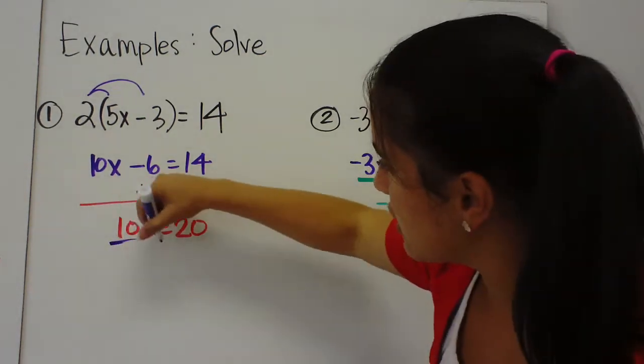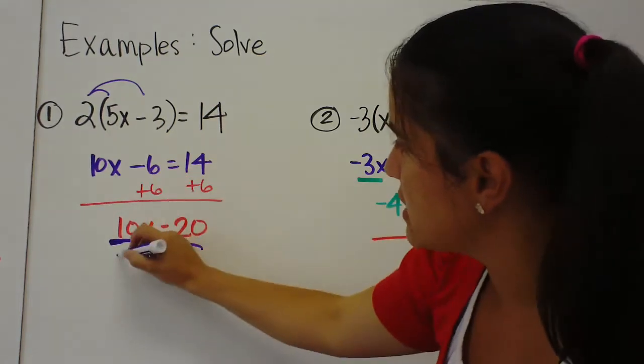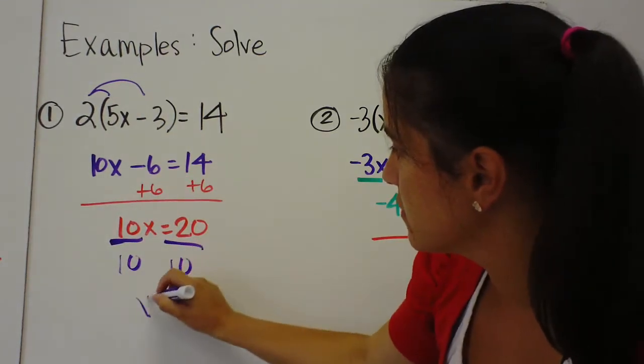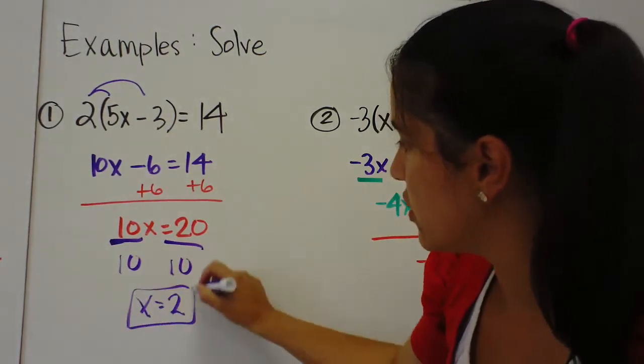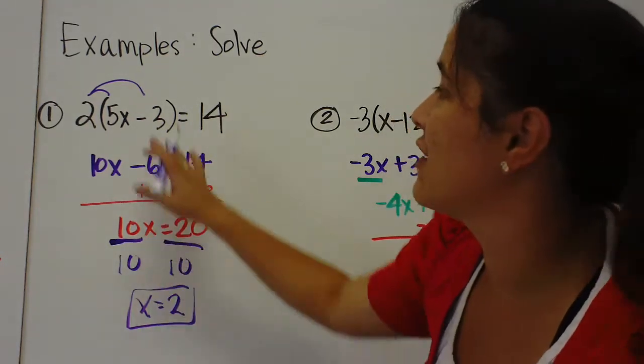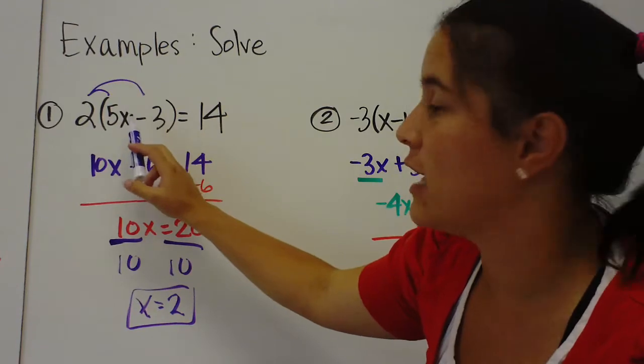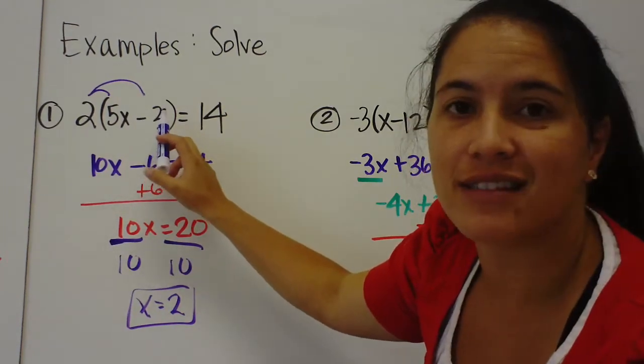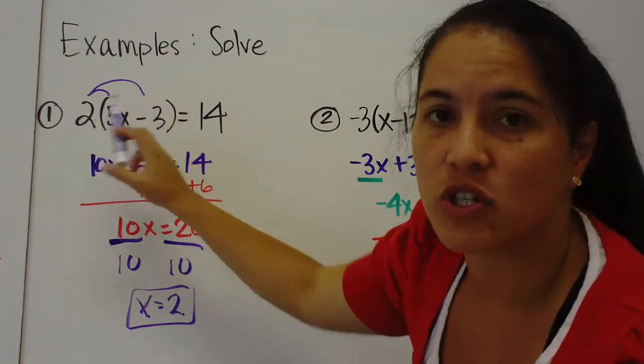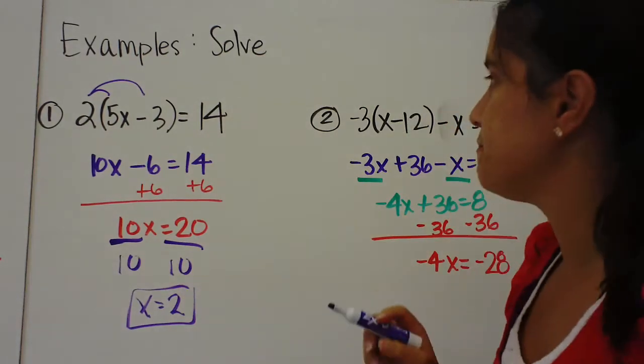So my last step is I'm going to divide both sides by 10, and x equals 2. Then you can plug that answer back in. 5 times 2 is 10. 10 minus 3 is 7, and 7 times 2 is 14. So then we can check it.